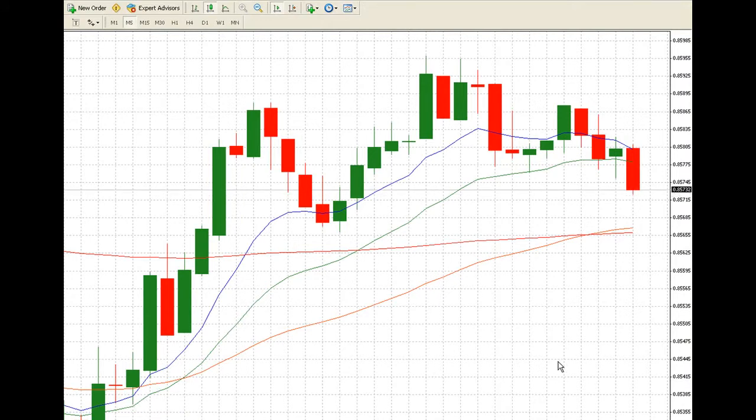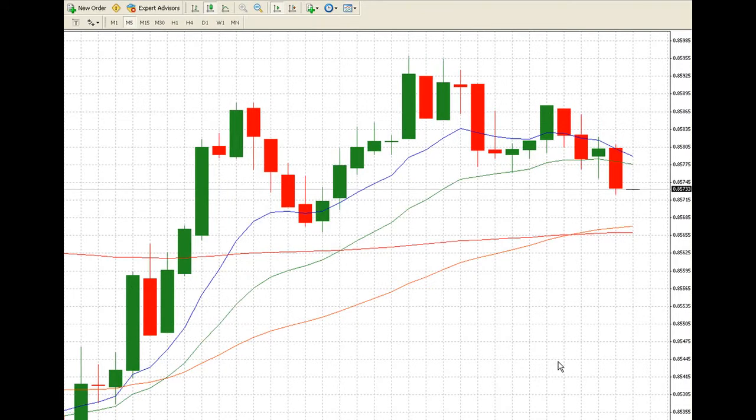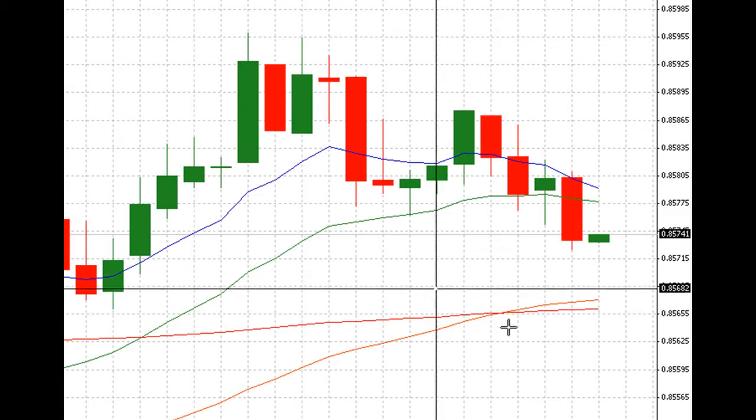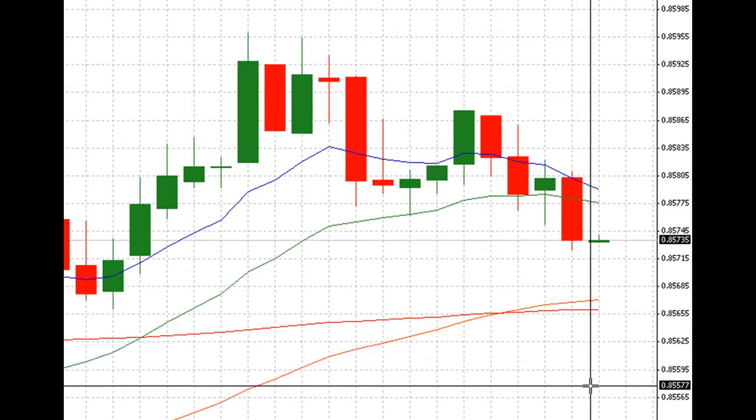So what we're going to be doing is putting it 50% of the A to B length, and therefore the C to D length as well. So if the A to B length and the C to D length is 20 pips, we're going to be putting it 10 pips below our entry point. So 10 pips below our entry point of 0.8567 will be 0.8557. That price, 0.8557, is down here.